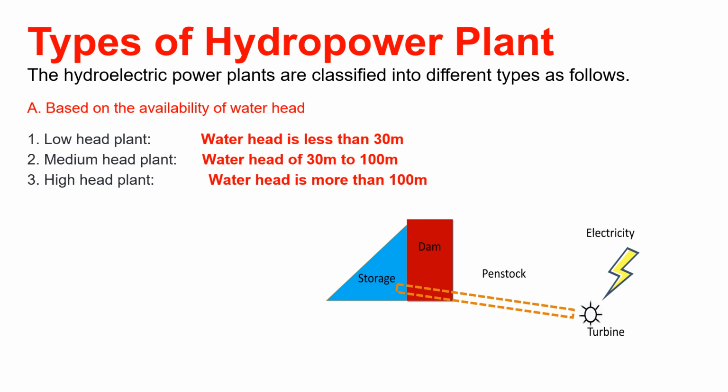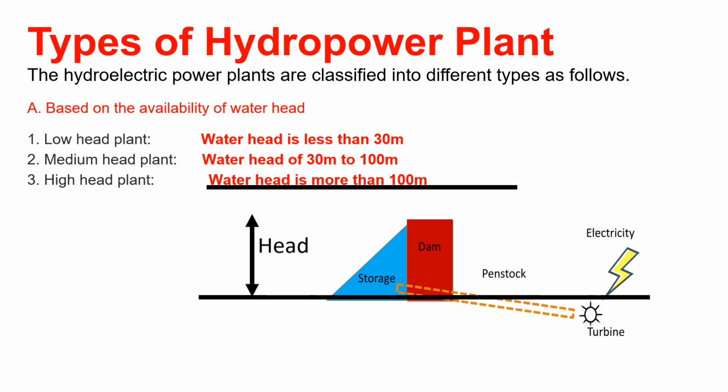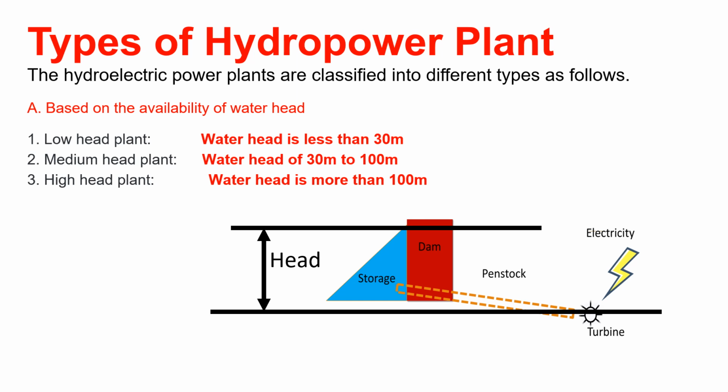According to the available water head, power plants are classified into three types. The first one is low head plant, the second one is medium head plant, and the third one is high head plant. Now what is head? Head is the vertical height between the water level in the reservoir and the center of the turbine. If this head is less than 30 meters, it is called a low head plant. If this head varies between 30 meters to 100 meters, it is called a medium head plant. And if this head is more than 100 meters, it is called a high head plant.